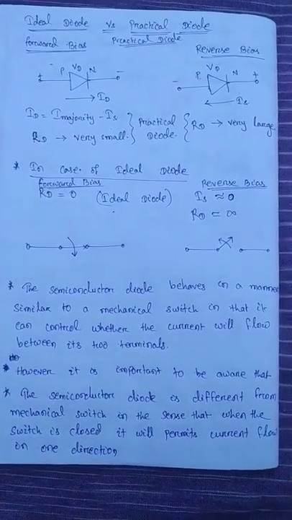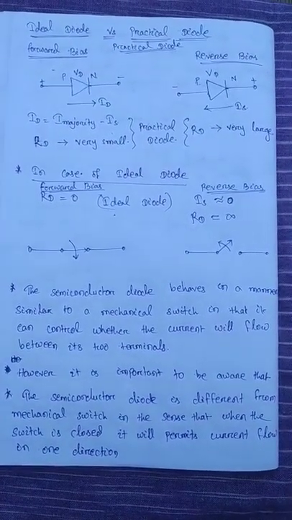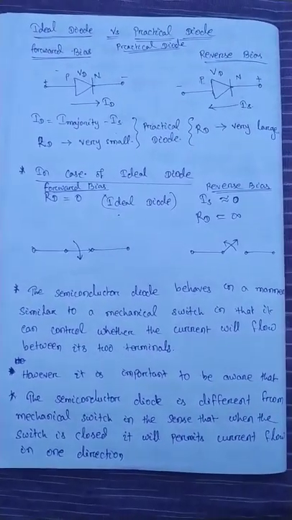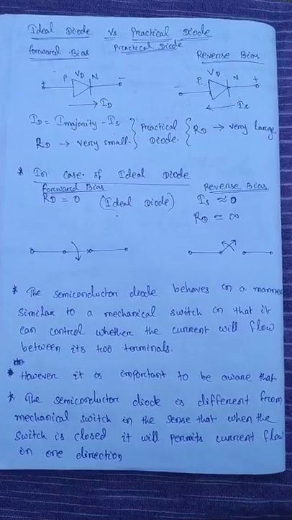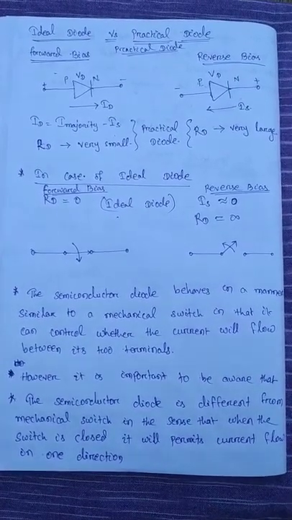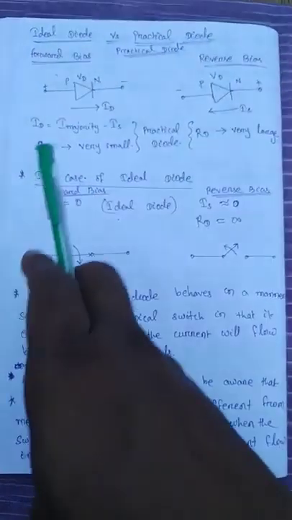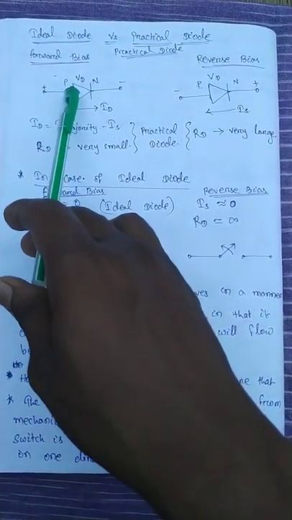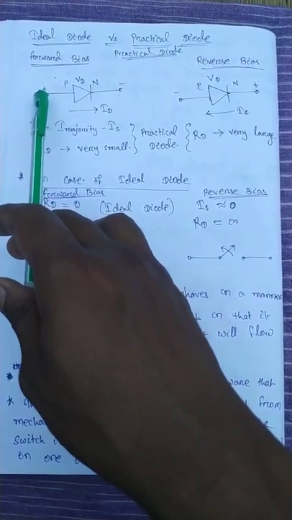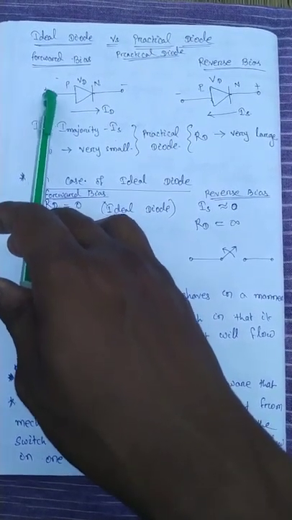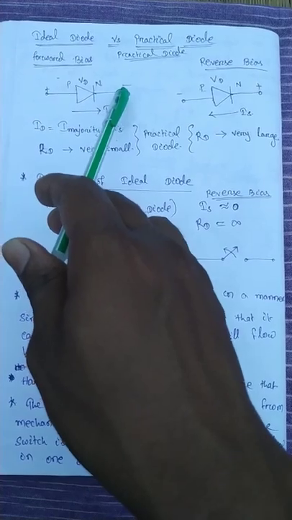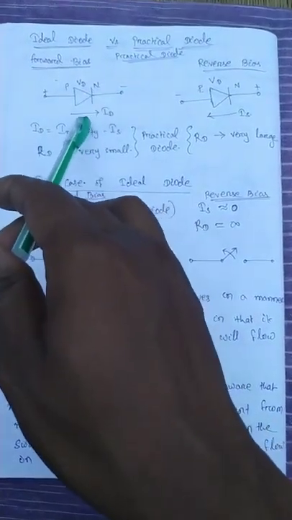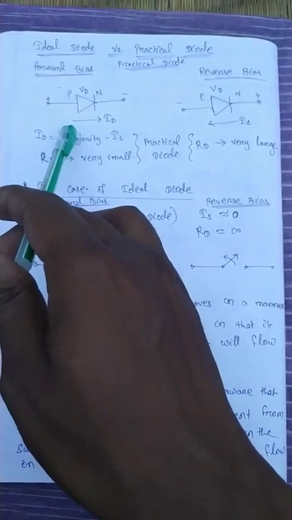Welcome everyone. In this video lecture, we will discuss the comparison between ideal diode and practical diode. In case of practical diode, as we have discussed in earlier video lectures, when the p side of the diode is connected to the positive terminal of the supply voltage and the n side is connected to the negative terminal of the supply voltage, this condition is known as the p-n junction diode under forward bias condition.